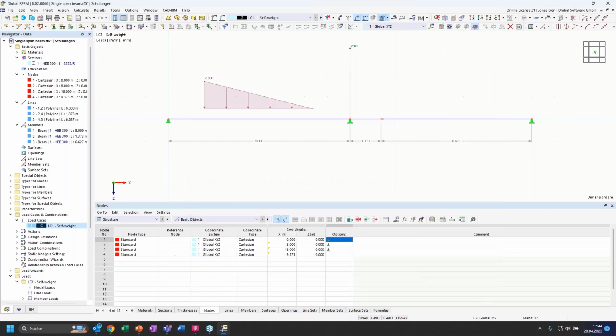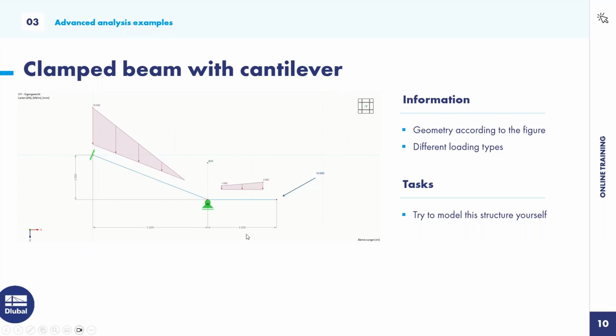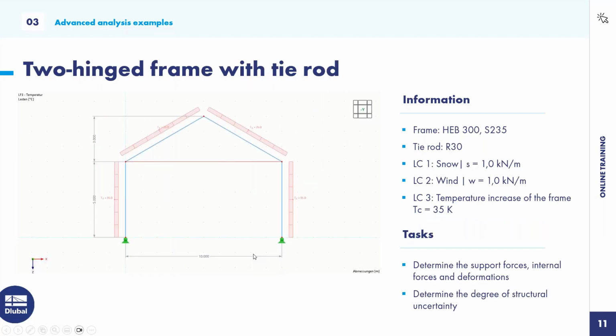All right. With this being said, I would like to go on with the last example before we make a small break. And that would be this two-hinged frame with the tie rod.